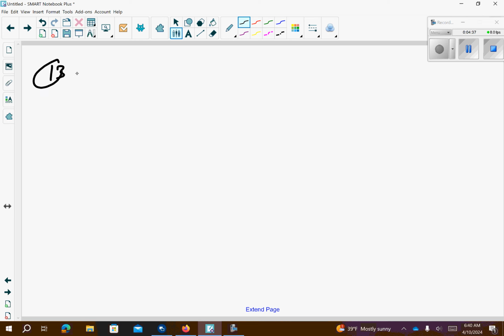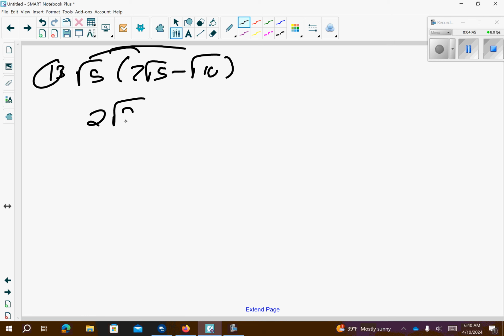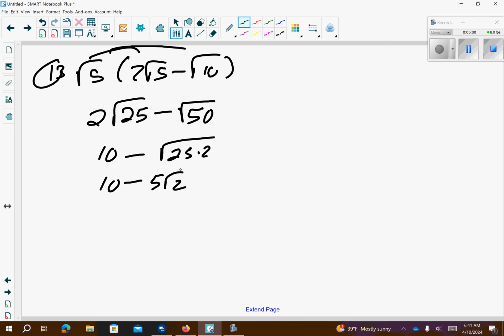Number 13, I get root 5 times 2 root 5 minus root 10. So distribute over. So I'm going to get 2 root 25 minus square root 50. Multiply the insides. Square root of 25 is 5 times 2 is 10 minus, and I can break 50 down to 25 times 2. So I'm going to get 10 minus 5 root 2, because I can do the square root of 25.